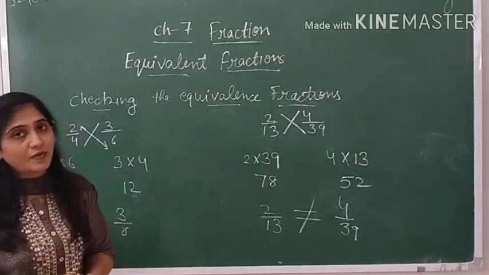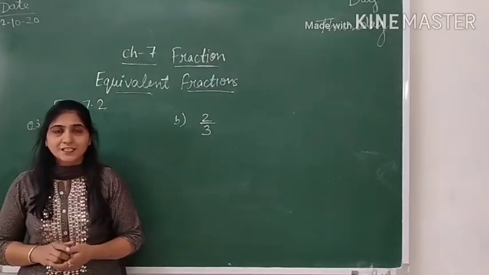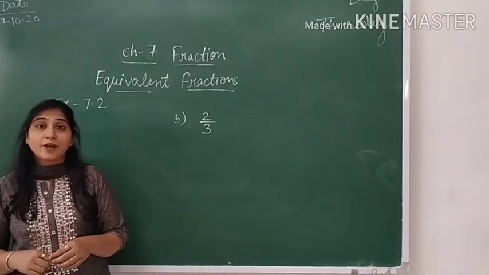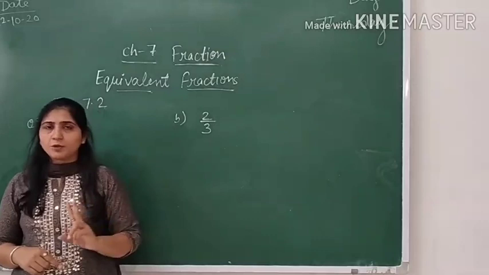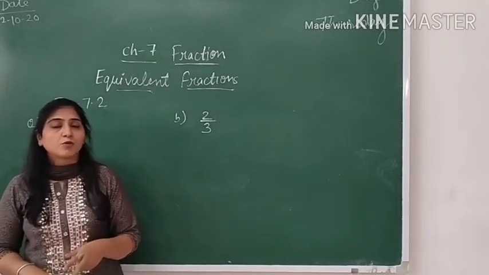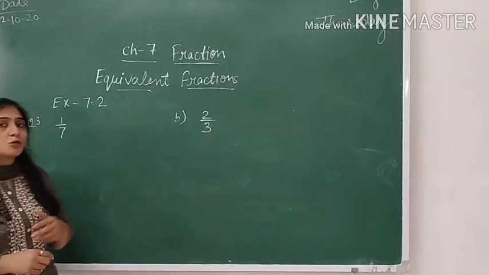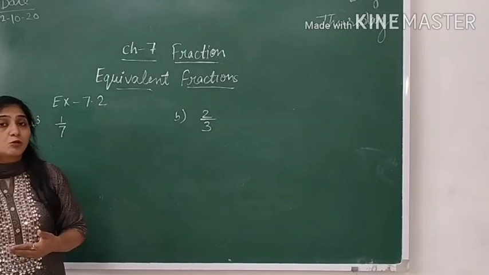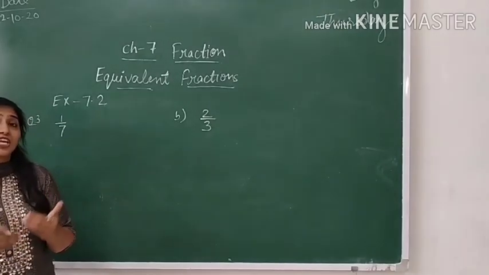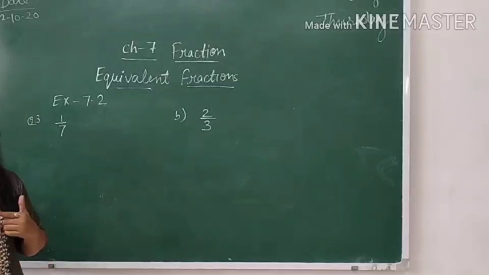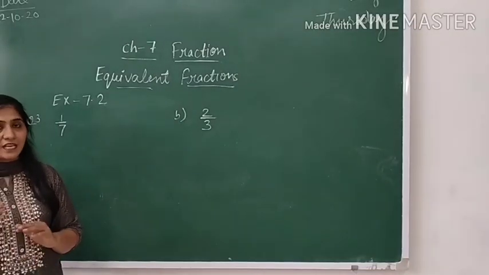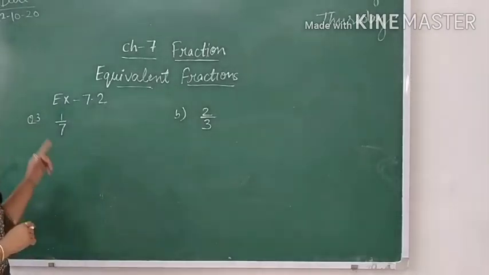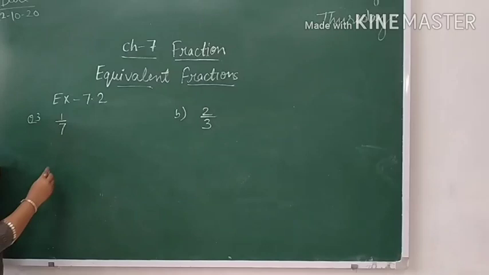By cross multiplication. Okay students, now please take out your maths book and open exercise 7.2, and today we will do only two questions, question number 3 and question number 4. See question number 3. Question number 3 is asking, write the fraction which is equivalent to the given fraction. It means you have to write 3 equivalent fractions of the given fraction, and it is already given that you have to use the multiplication method. See the A part, the given fraction is 1 by 7.